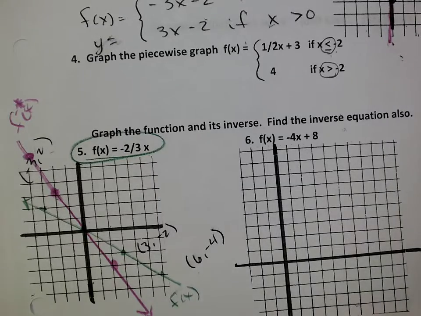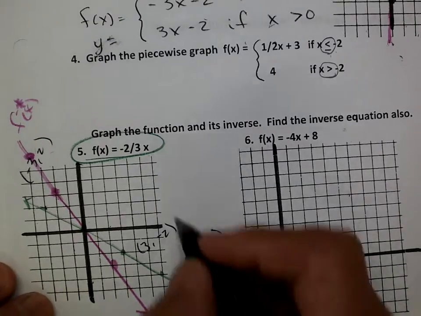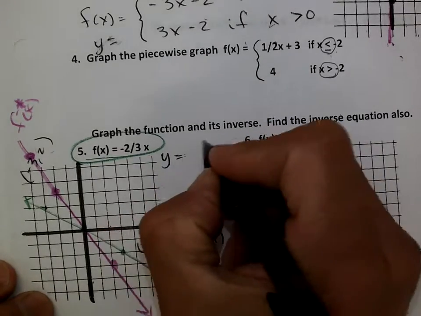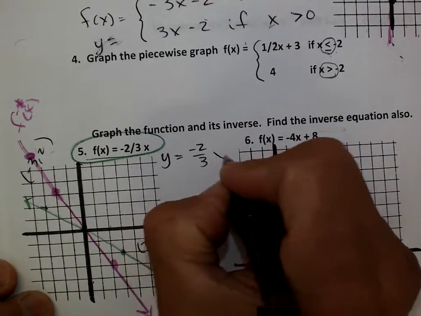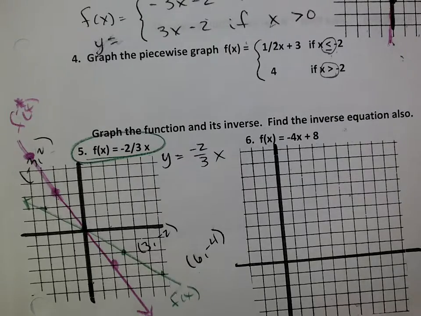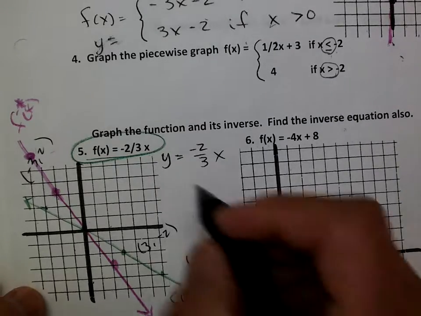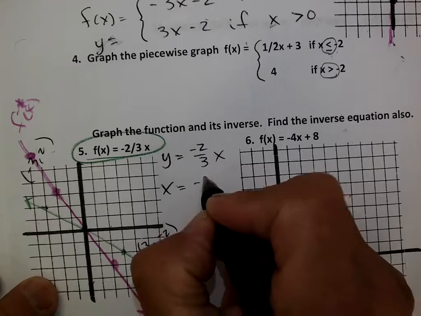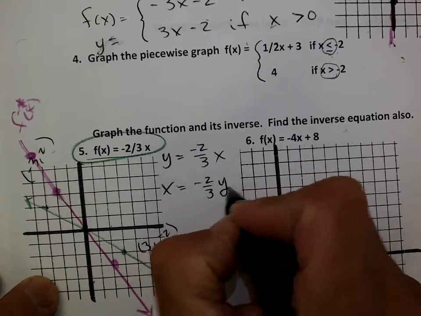Okay, for the inverse, we start off with y equals negative 2/3 x. f of x and y are the same thing, at least in here; when we get to more advanced material, it'll be different. So switch the variables: x equals negative 2/3 y.